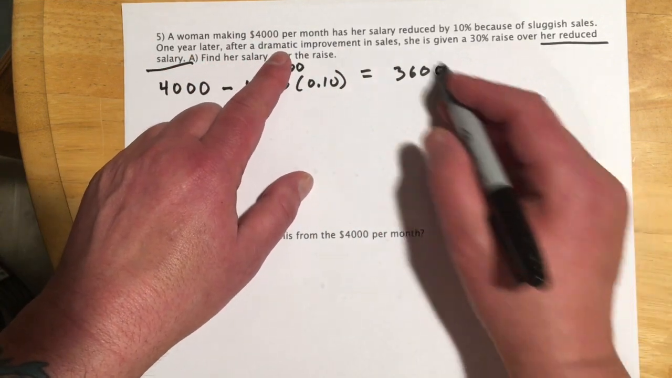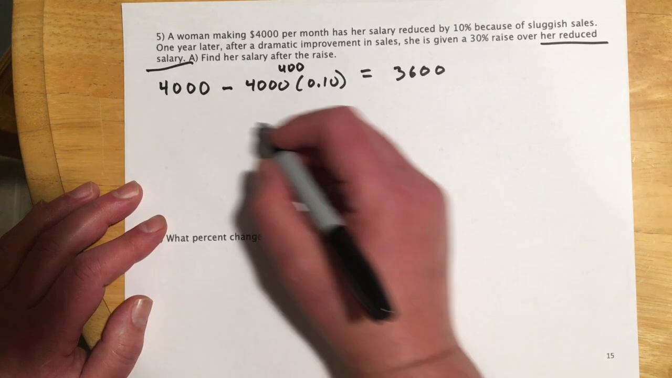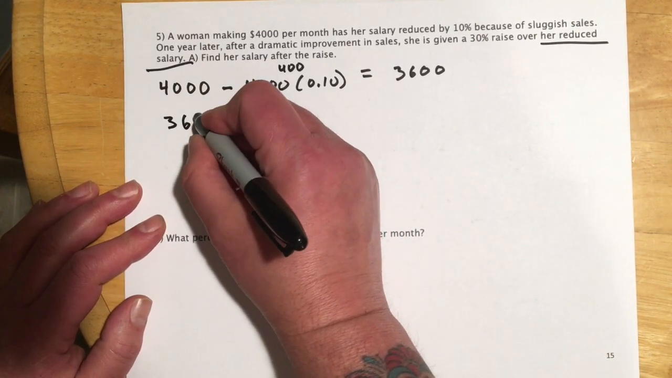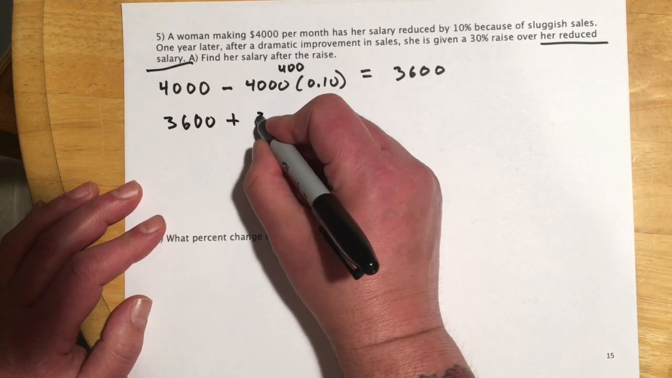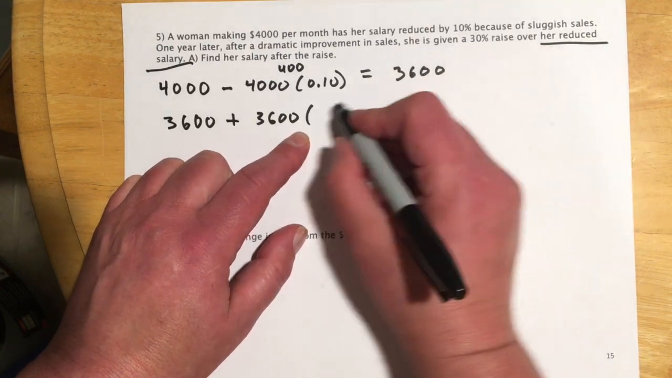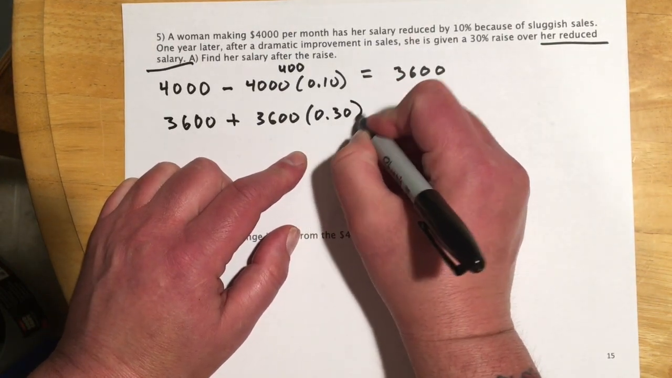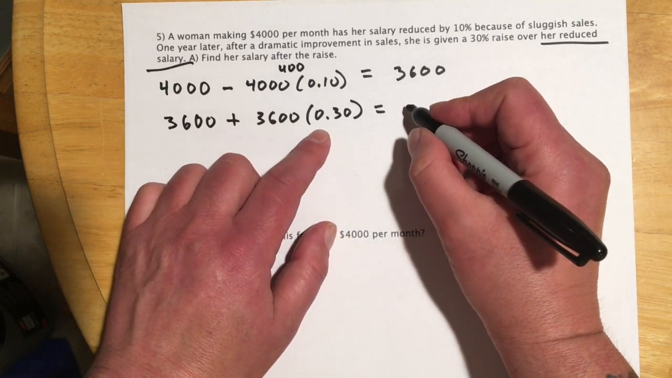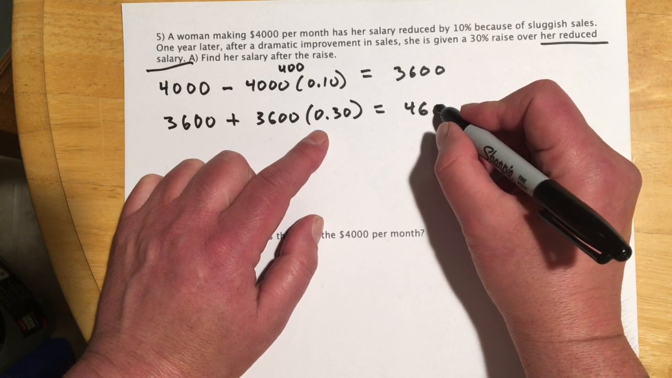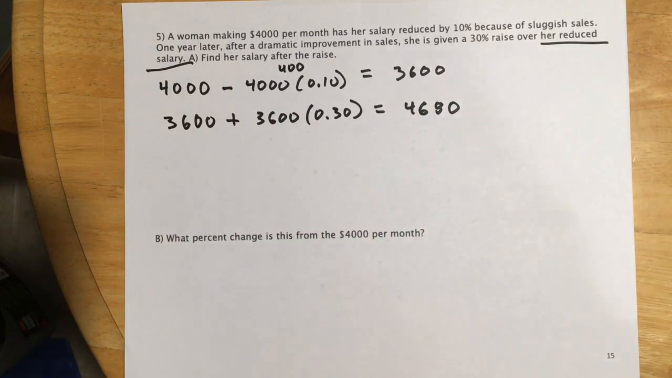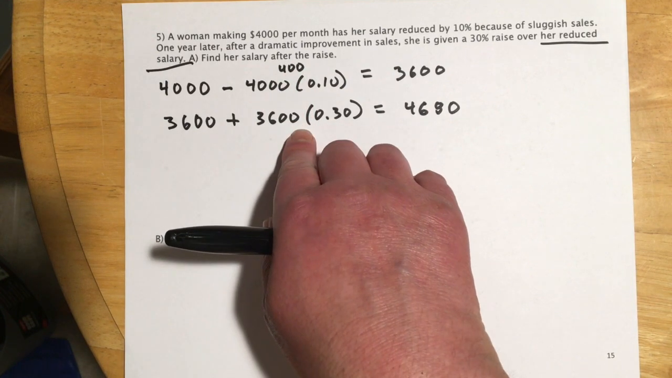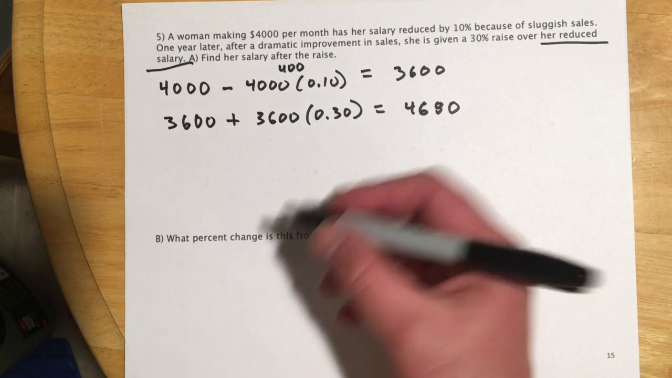And then she improves her sales and gets a 30% raise over that. So that will be 3,600 plus 3,600 times, what was it, 30%. And then adding those two together, we get 4,680. So that's one way to do it, is just to figure out how much her pay cut was and then what her raise was.